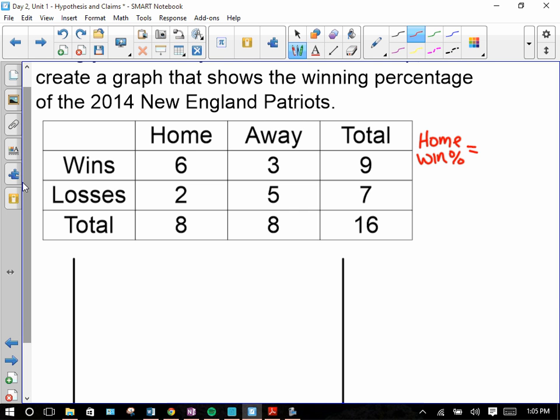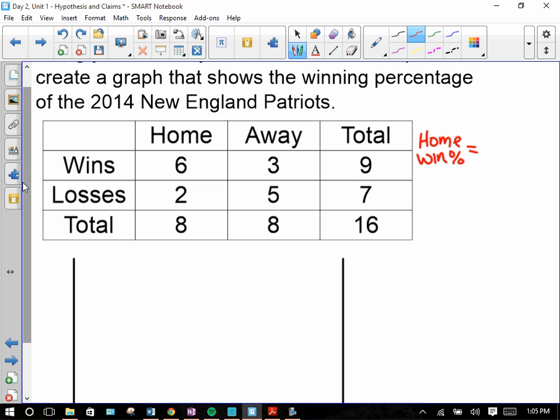We want that the three I'm thinking you got from away. So that's dealing with away. We don't want that tool right there, it's including away. So we just want home winning percentage. So you're saying I divide 6 wins by 2 losses, that would be 6 and 8.